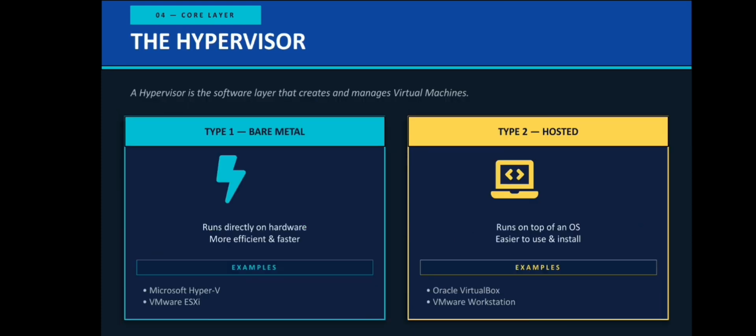Then hypervisor. It is a software that manages virtual machines. There are two types: type 1 bare metal and hosted type. The bare metal runs directly on hardware, faster and efficient. Next, hosted runs on top of an OS, easier to use.